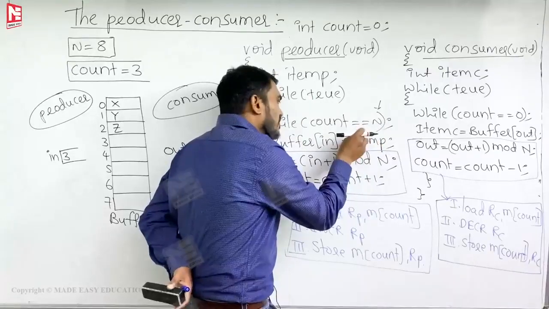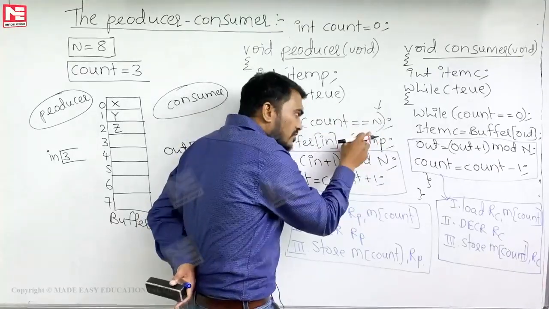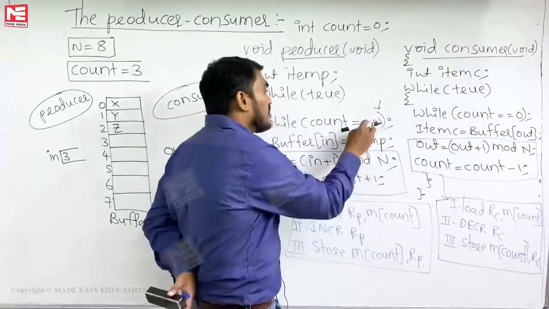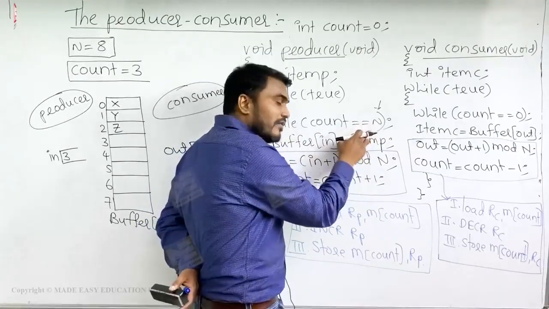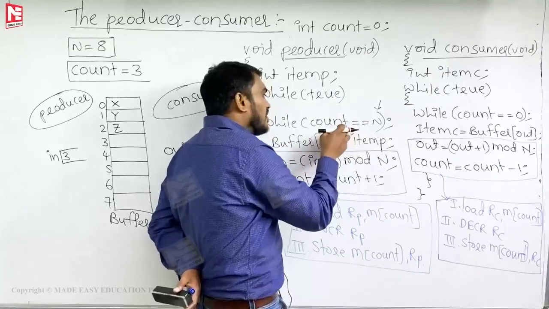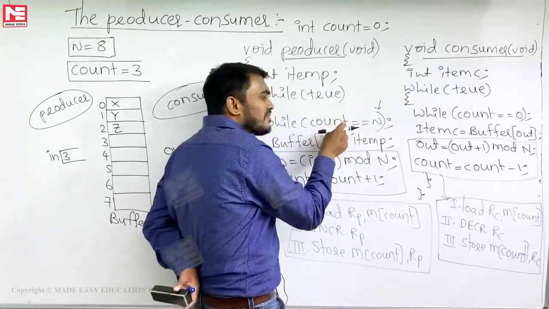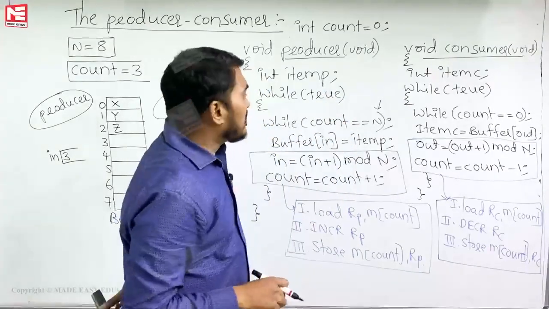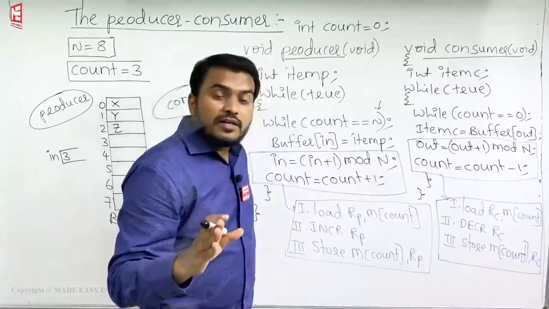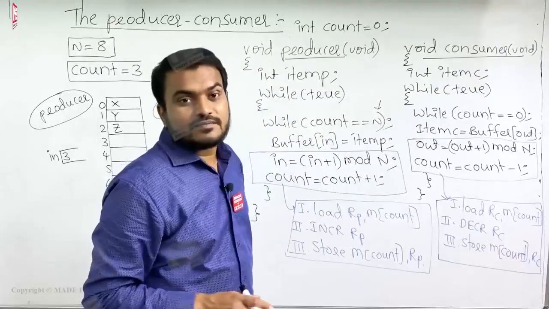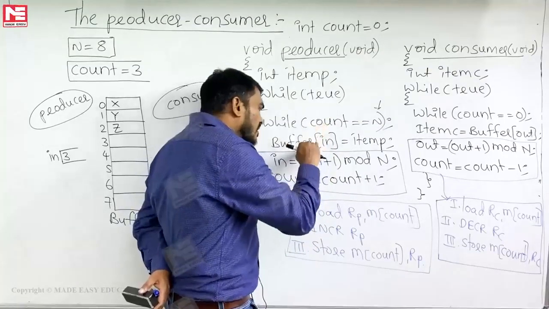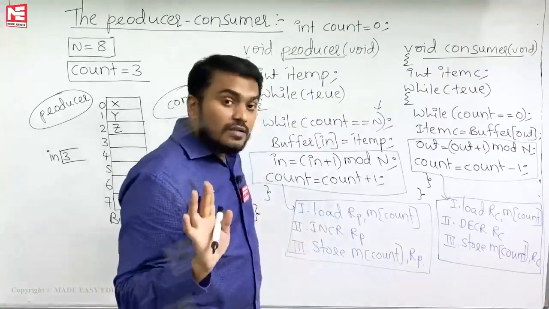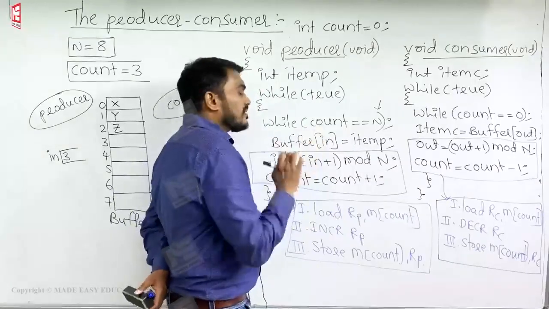So keep on executing. Again check, count equal to n is true, so the buffer is still full. So keep on executing. Again check, count equal to n is true. Again the buffer is full. So remember, if this condition is false, it means the buffer is not full. So if the buffer is not full, then what do you execute? The next statement. You can execute the next statement comfortably.